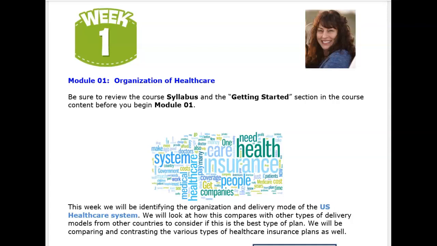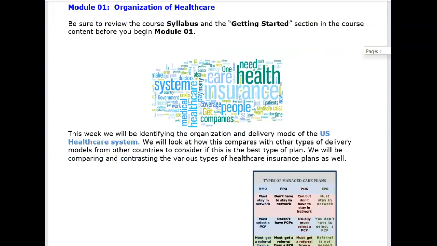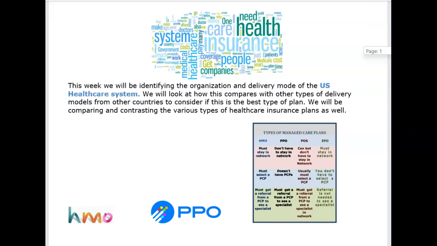This week we are talking about the organization of healthcare. You will want to be sure to review the course syllabus and also the getting started section, which is in the course content area right above where you will see module 1. It gives you an overview of the course and what to expect. And then, when you start going through module 1, you'll want to read all of the material given to you there in the reading section.